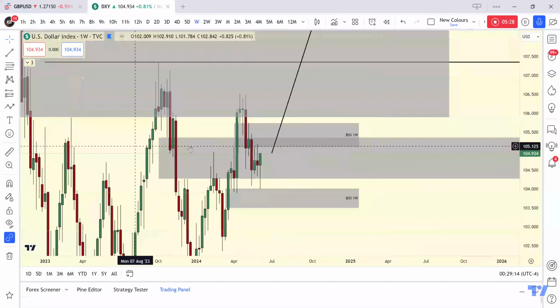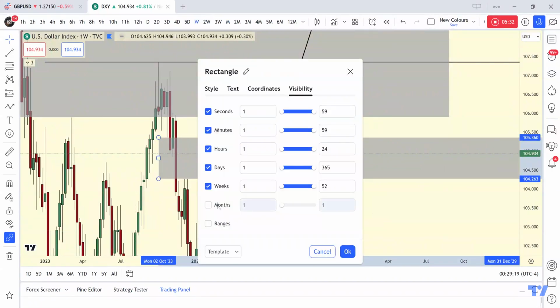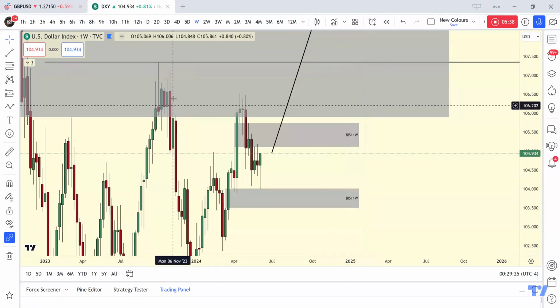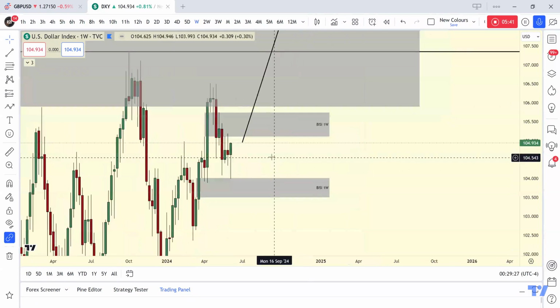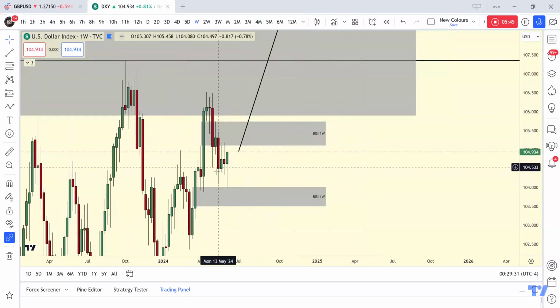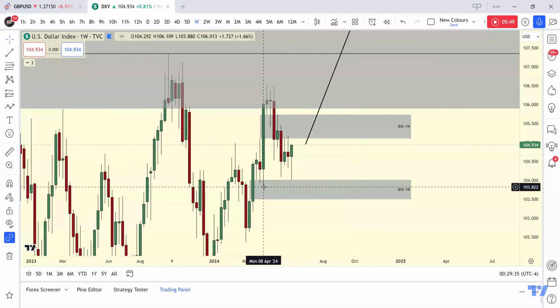Okay, so we know we're in this monthly inversion fair value gap. I'm going to hide it on the weekly for now. Okay, this area. So what are we looking at here? We retrace into that monthly and we did not break that low.